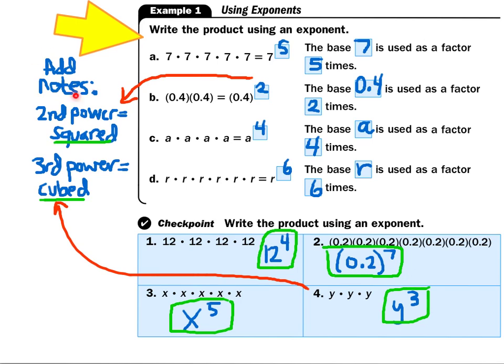Now there's some vocabulary I want you to add, so add these notes. Any time we say to the 2nd power, I would also use the word squared, so I could write this as 4/10 squared. Or anytime we use the power of 3 with the Y, that would be cubed, so I could say Y cubed.